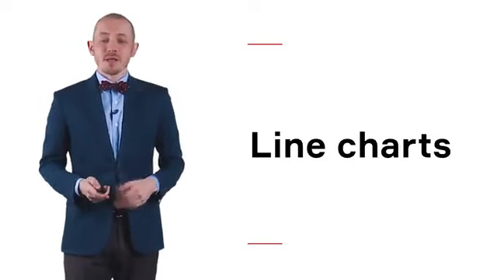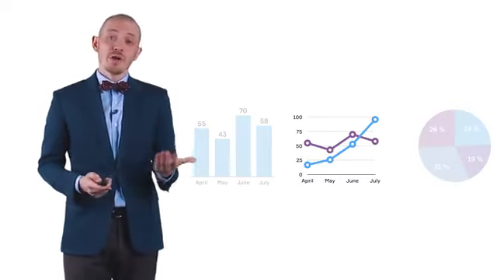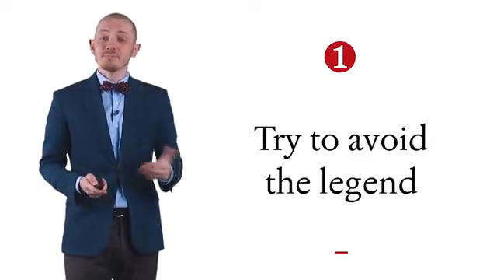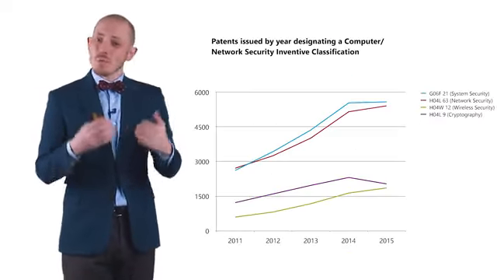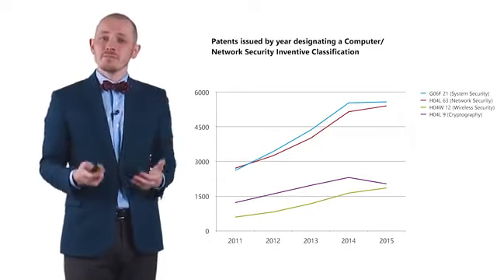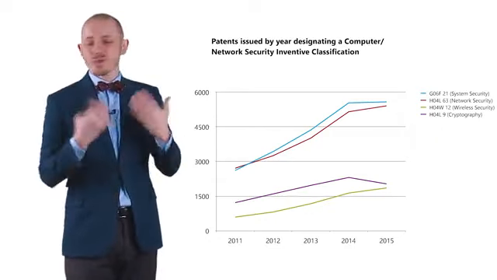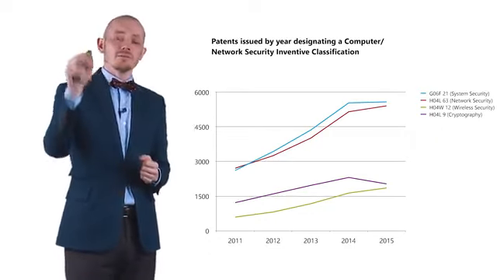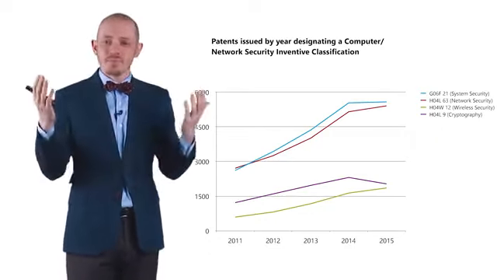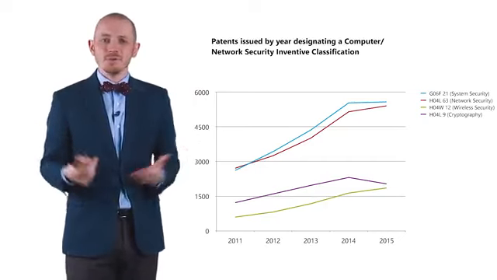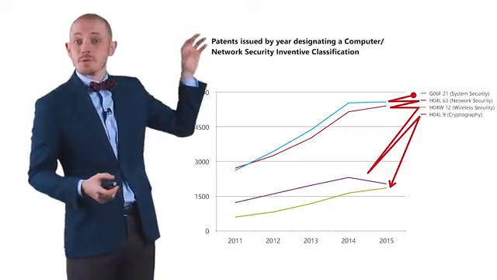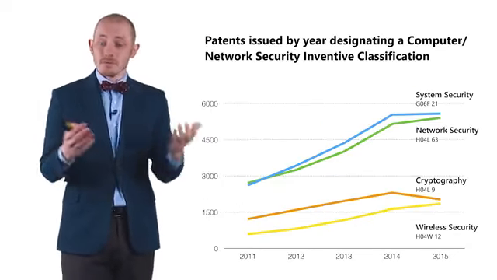Line charts. Perhaps the easiest way to improve a line chart is to avoid the legend. Well, let me explain what I mean. What the legend does to the reader is force a lot of what I think is unnecessary eye movements. It forces the reader to make jumps and compare three different shades of blue, something which could be easily avoided if you put those labels right next to the lines themselves.